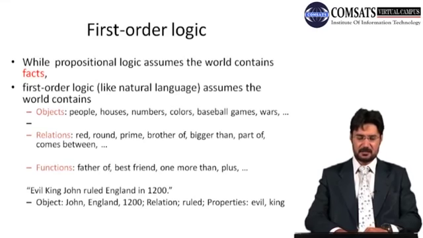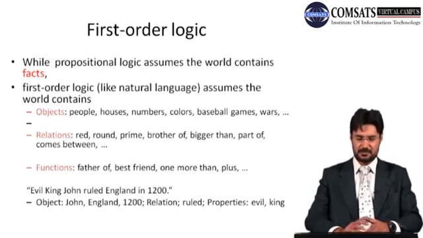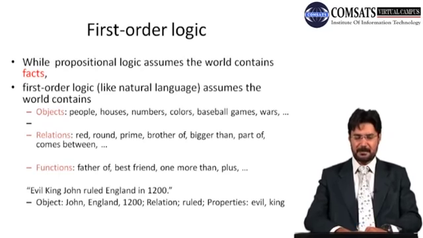Then what are the functions? Father of, best friend of, one more than, plus. These are functions. So if we have a sentence which says evil King John ruled England in 1200 century, and we take this in first order logic, then we can make objects. What are the objects? John, England, and 1200.